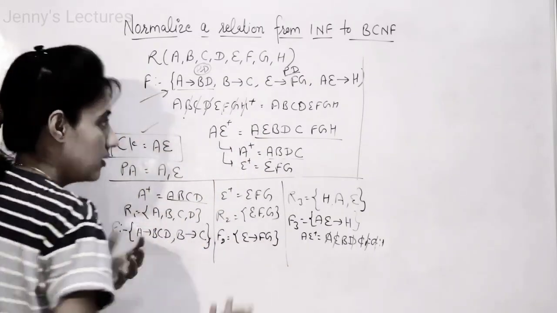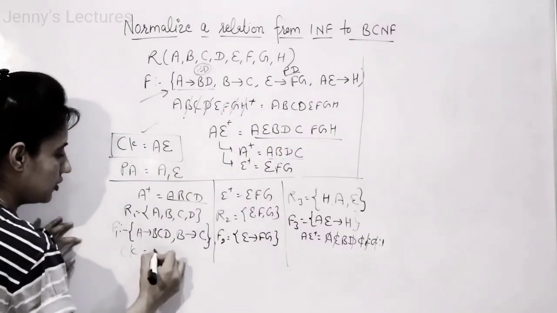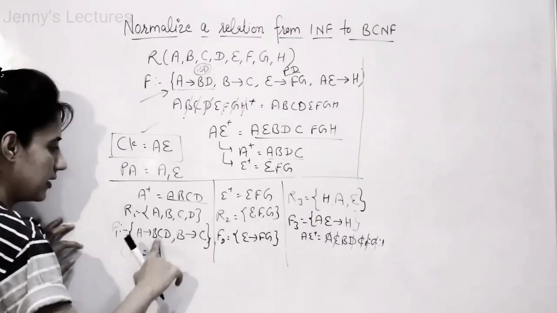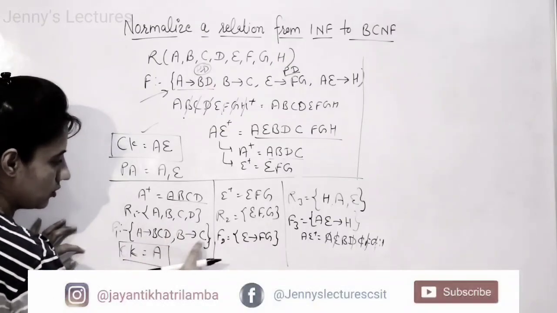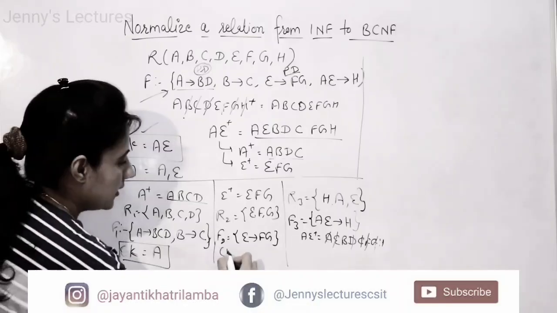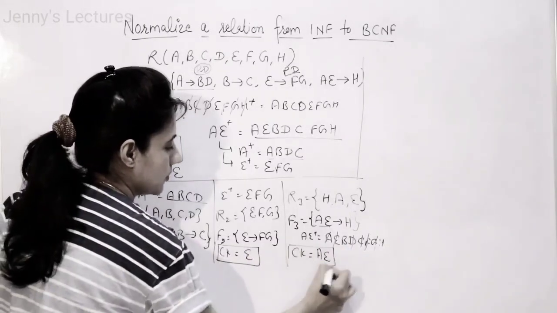I'm not going to apply it again because we have already discussed it one time. So when you apply the same process, the candidate key for the subrelation would be A. From here only you can check A can derive all the attributes, right? So the candidate key is A, and A is not on the right hand side, so there is only one candidate key. Here the candidate key would be only E, and here the candidate key would be AE.